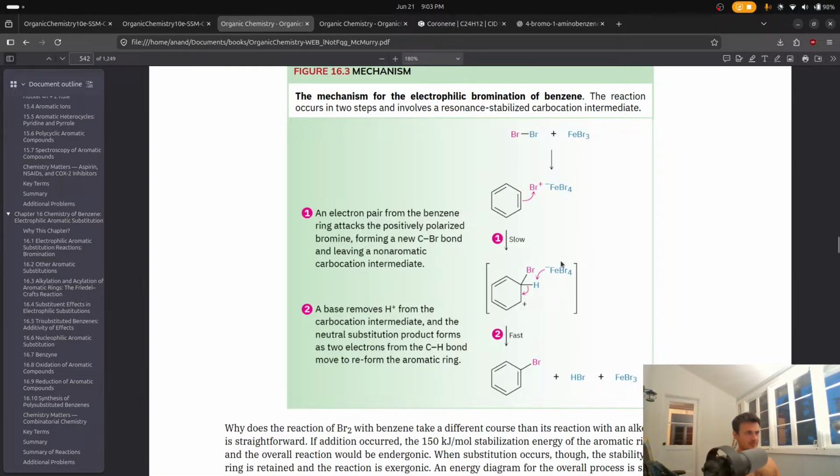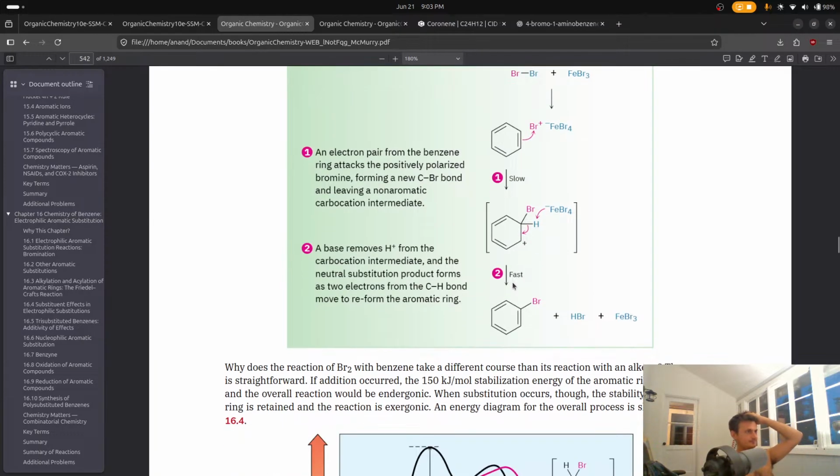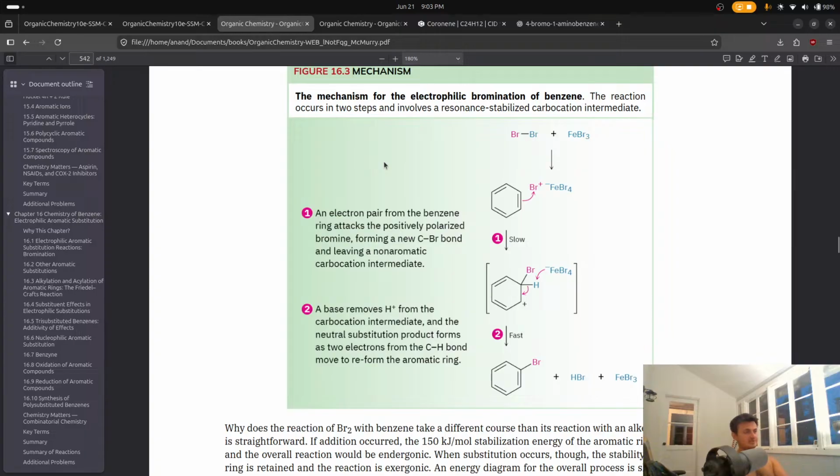And then the negatively charged iron(III) bromide anion takes a proton and forms a double bond. An electron pair from the benzene ring attacks the positively polarized bromine, forming a C-Br bond and leaving a non-aromatic carbocation intermediate. Then the base removes a proton from the carbocation intermediate, and the neutral substitution product forms as 2 electrons from the C-H bond move to reform the aromatic ring.